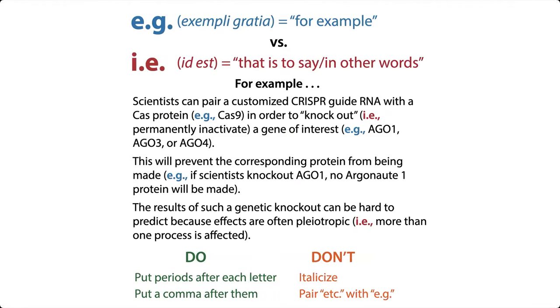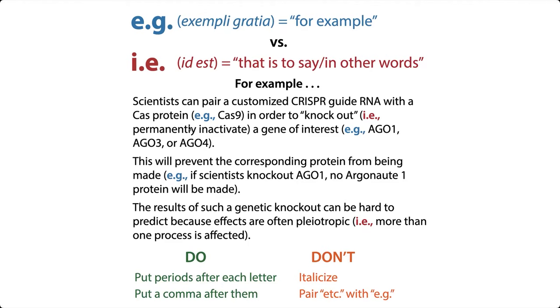Let's start with the e.g. versus the i.e. E.g. stands for exempli gratia, whereas i.e. stands for id est. And so those are the full Latin terms, and these are abbreviations. Each of the letters is going to have a period after them, and then you're typically going to have a comma after that. You don't have to use italics for these because they're commonplace enough.